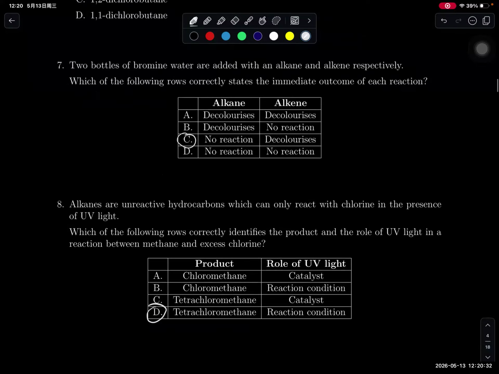Question 7. Two bottles of bromine water were added to an alkane and an alkene respectively. Which of the following correctly states the observable outcome of each reaction? So for the alkane, we don't have any UV light, so here we have no reaction, so no substitution reaction. But for the alkene, we have rapid decolorization due to addition reaction, okay?